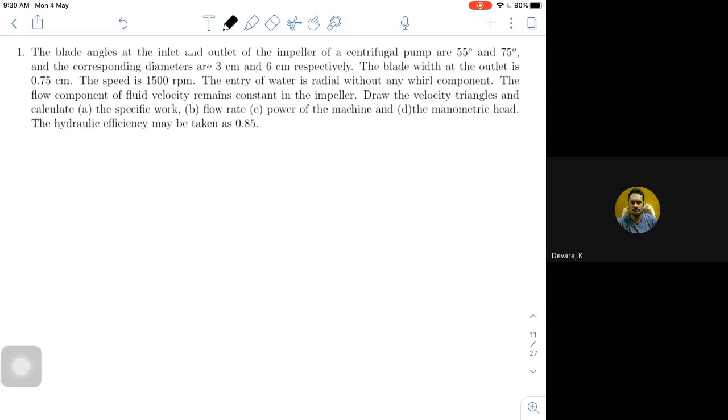We'll try to solve some numericals. So, let's take the first numerical. It's only related to centrifugal pumps. It's from tutorial 6.